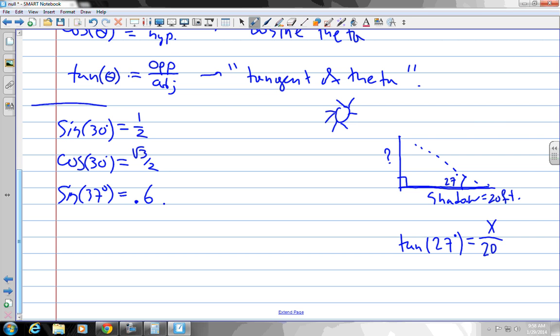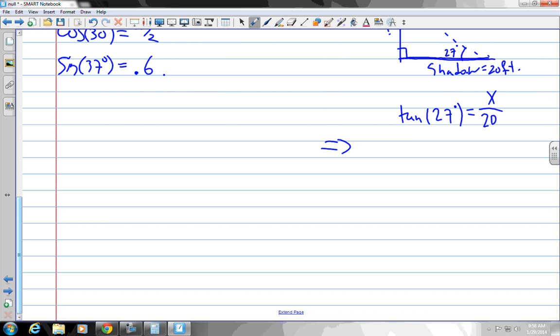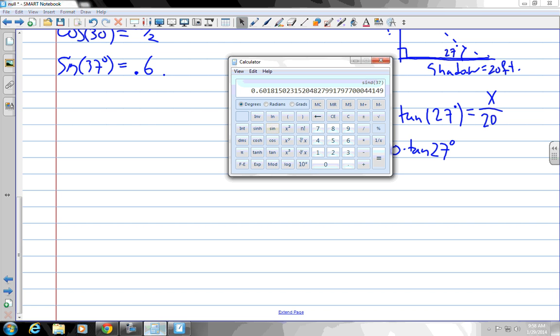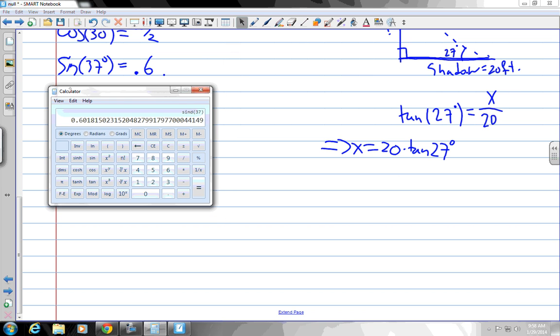I can solve for x. x equals 20 times tangent of 27 degrees. And that I can plug in my calculator. 27 degrees, hit the tangent button, times 20, so the tree is about 10.2 feet tall.